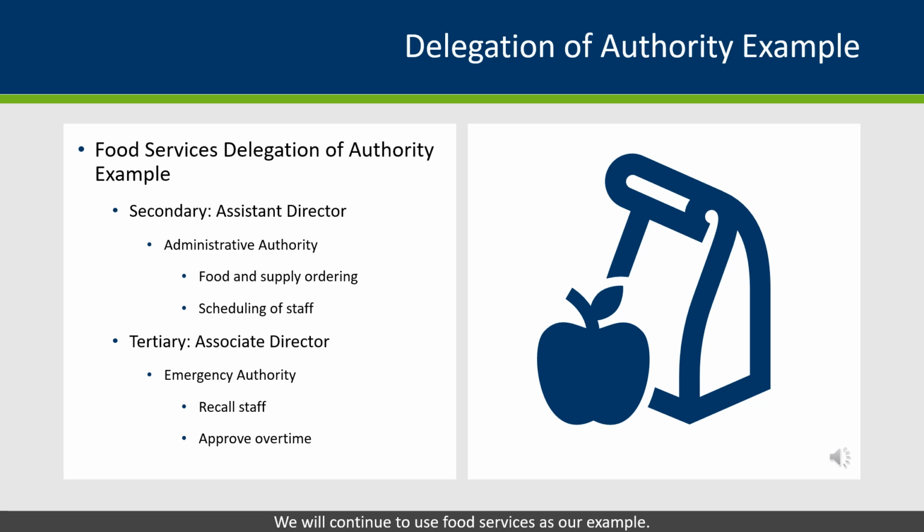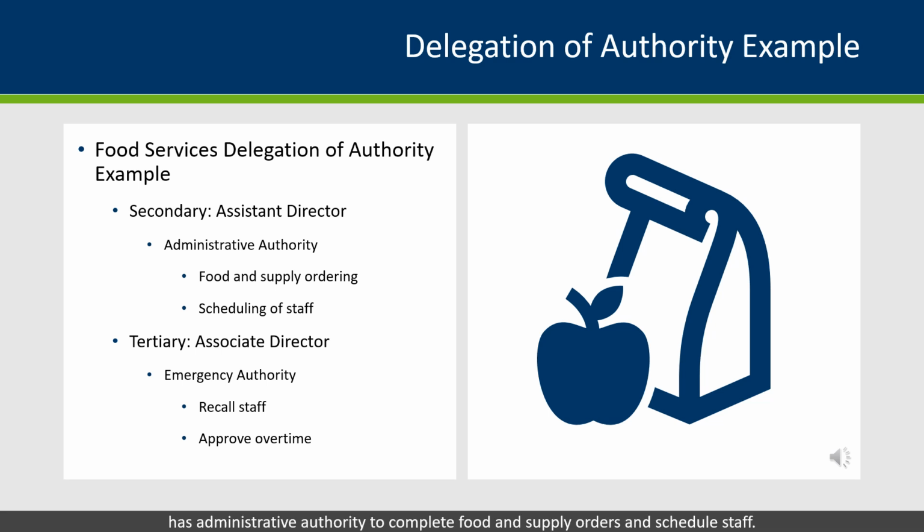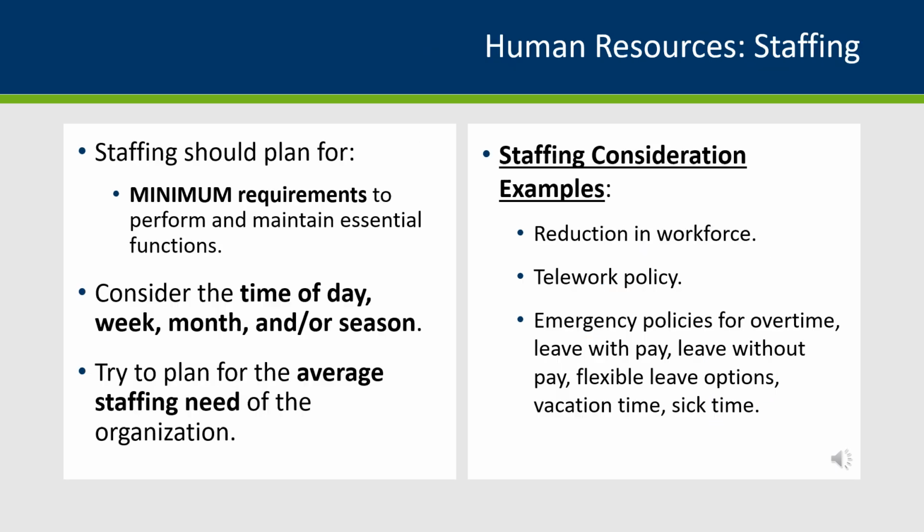We will continue to use food services as our example. An example of delegation of authority for food services may be the assistant director as a secondary has administrative authority to complete food and supply orders and schedule staff. For the associate director as the tertiary, they may only have emergency authority to recall staff and approve overtime. Remember, the objective of delegating authority is to give staff guardrails for decision making when they are operating in a position they are not typically assigned.